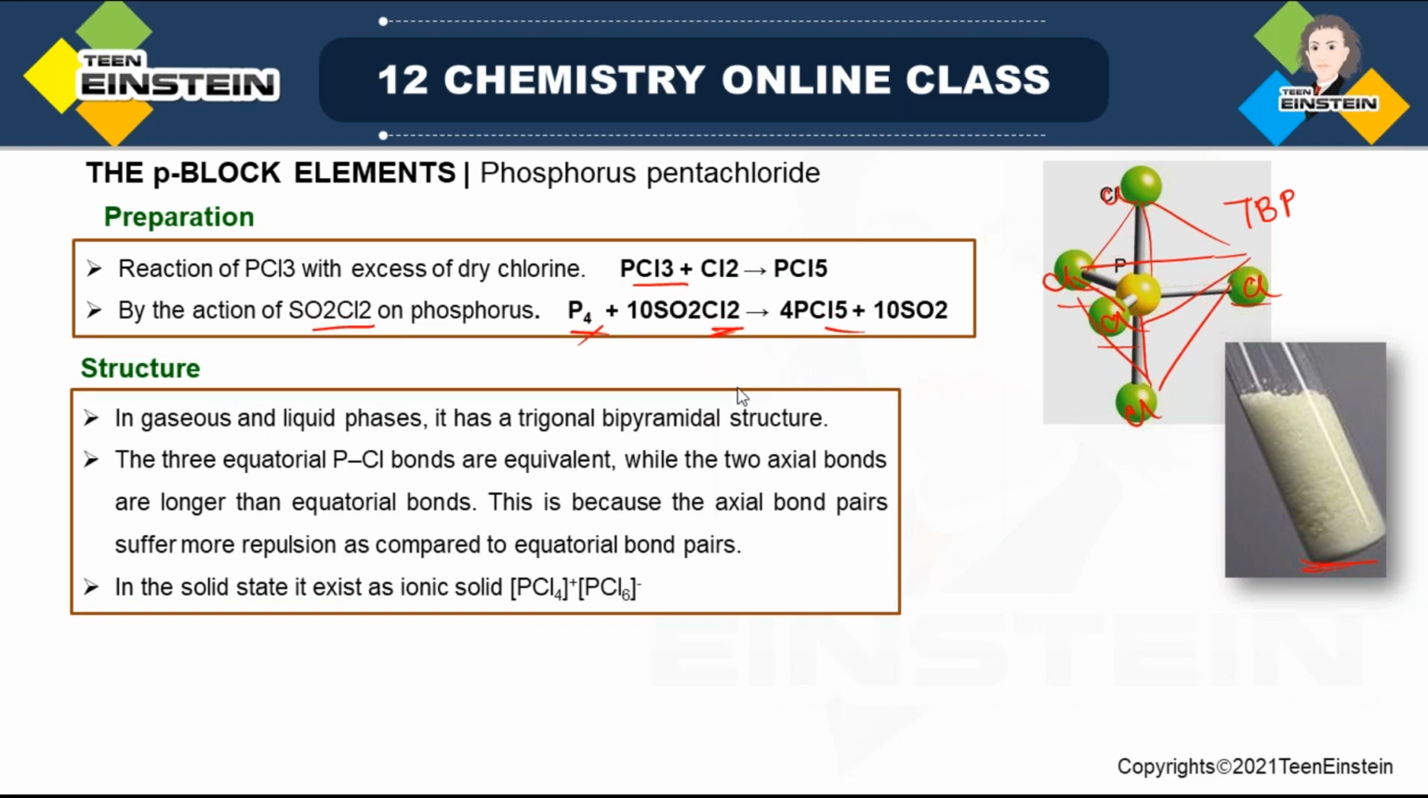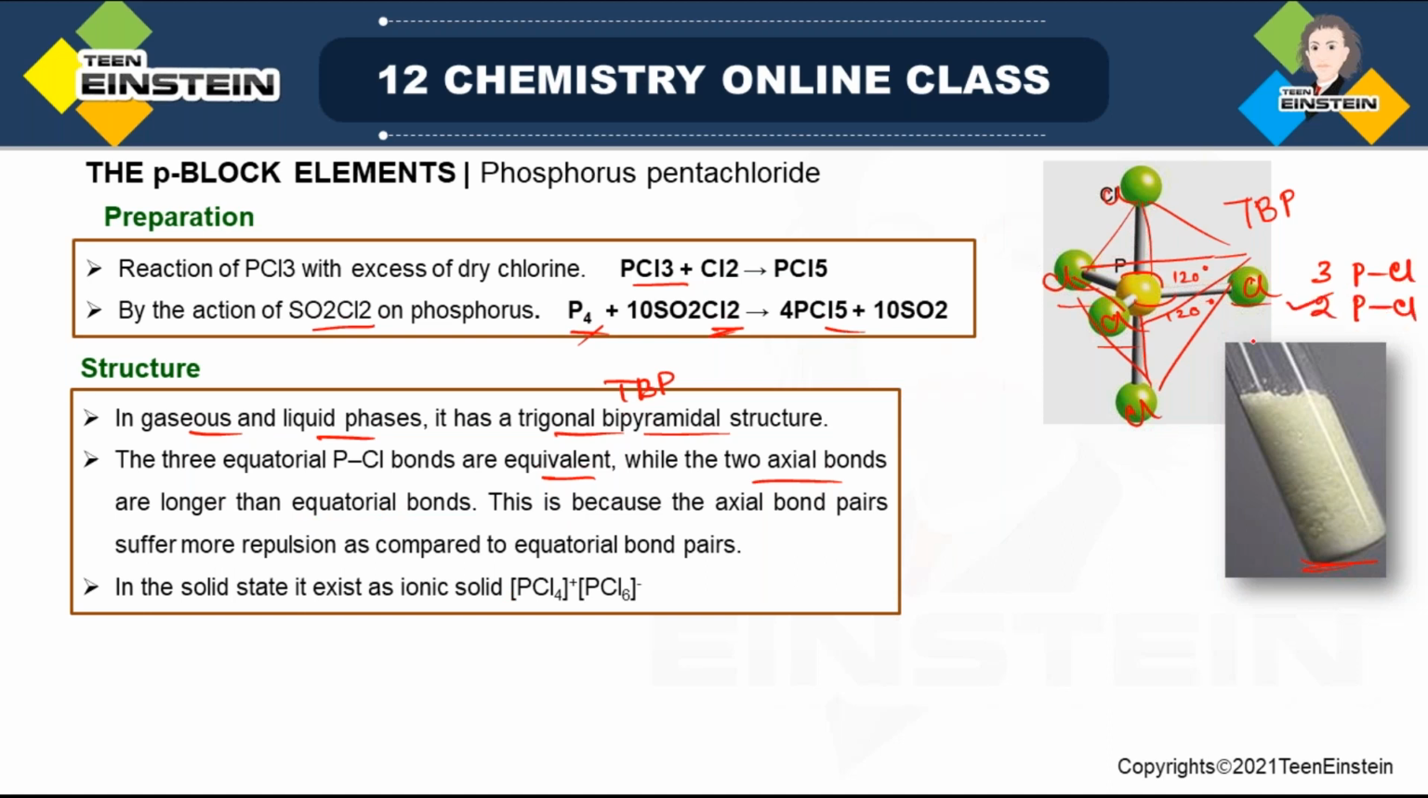Now some points related to its structure. When it is in gaseous phase or liquid phase, then it will have this type of trigonal bipyramidal structure, that is TBP. The structure is already shown here. Here the 3 equatorial PCl bonds are equivalent, and the angle between them is 120 degrees. Now the 2 axial PCl bonds are longer than the equatorial bonds. So in the equatorial position you have 3 PCl bonds, and in axial position you have 2 PCl bonds.